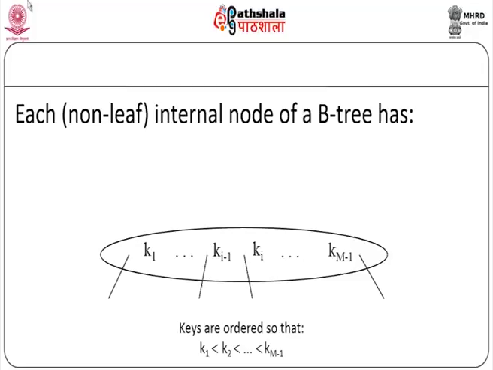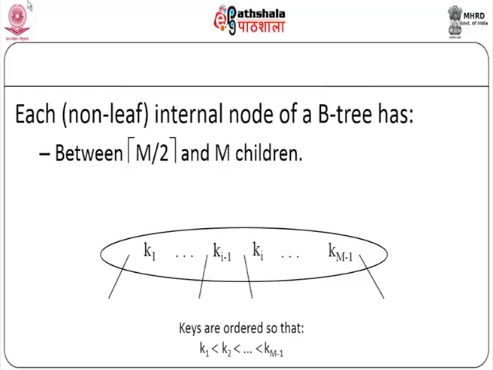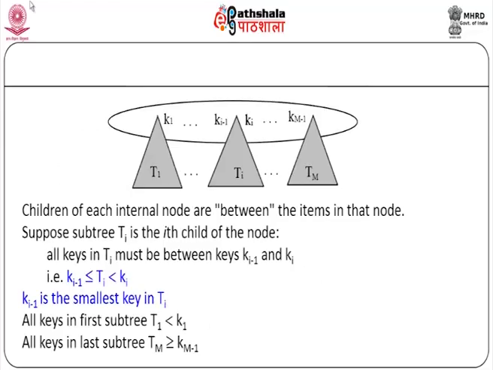So, each non-leaf internal node of a B tree has between, this is the difference from what we spoke about in the 2, 3, 4 tree, though it actually satisfied this property because the 3-way tree had 2 children minimum and the 4-way had 2 children. So, it satisfied this, but here since it is general, each internal node has between m by 2 and m children and up to m minus 1 keys. So, it can have up to m minus 1 keys, that is the number of children can be m. And keys are obviously ordered as k1 is less than k2 is less than and so on k m minus 1.